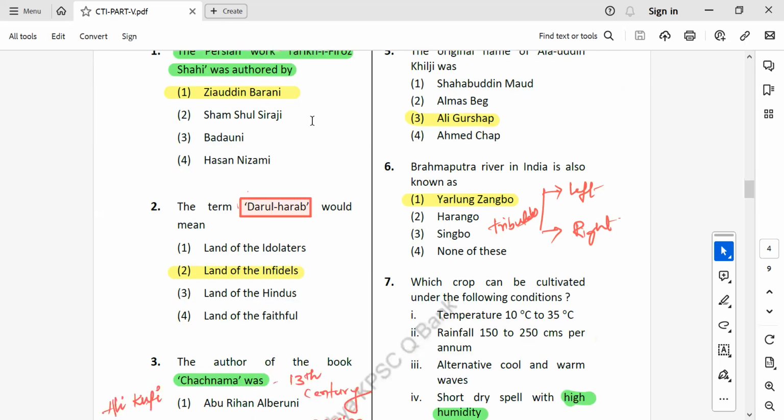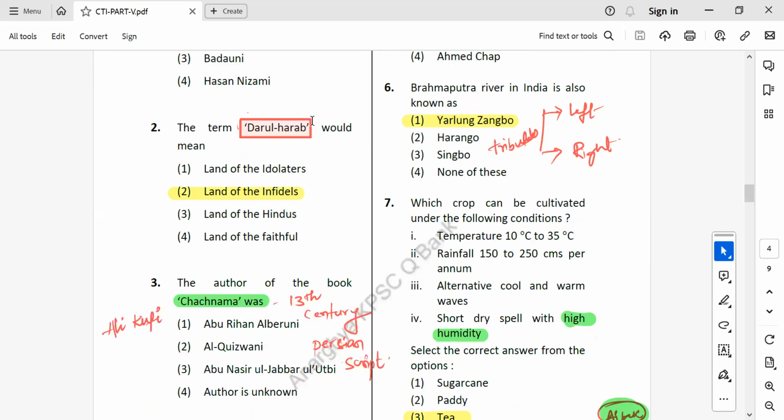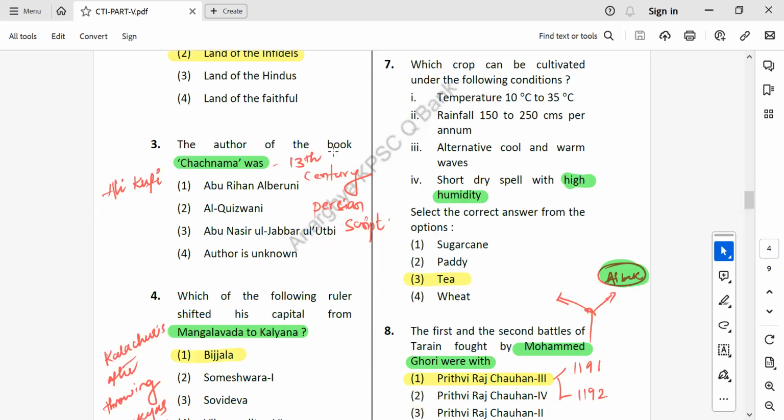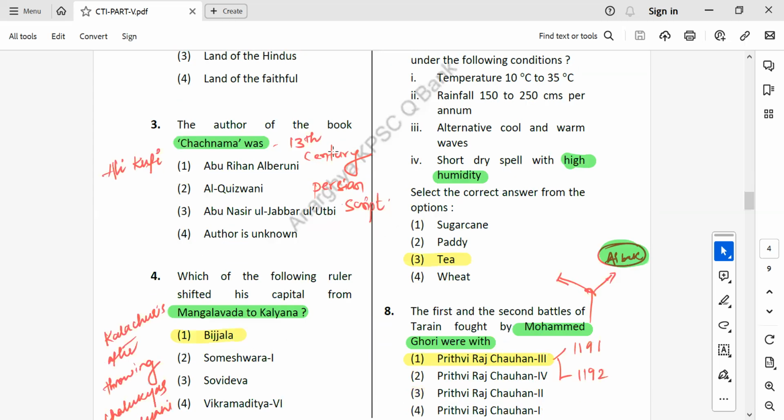And one more medieval India term is Darul Harb, a land of infidels. Infidels means the one who is not a believer. So just a word, remember this. And the third question, this one I found very important. The Chachnama. Actually, there is no evidence. The answer is the author is unknown.